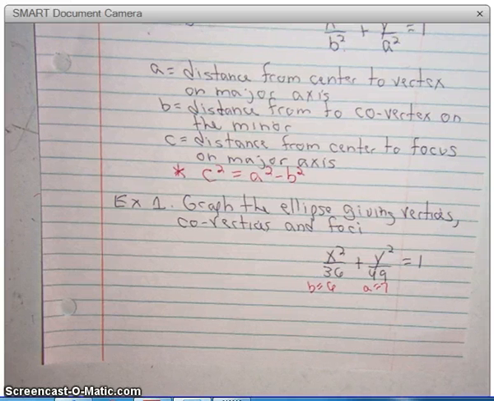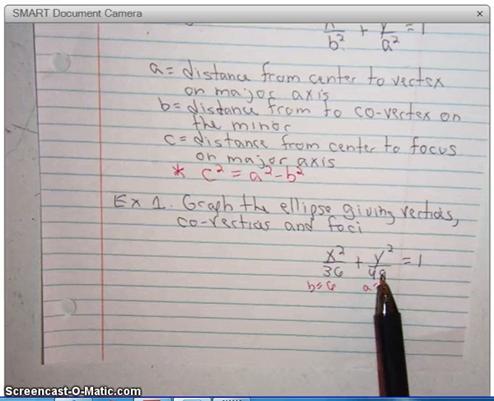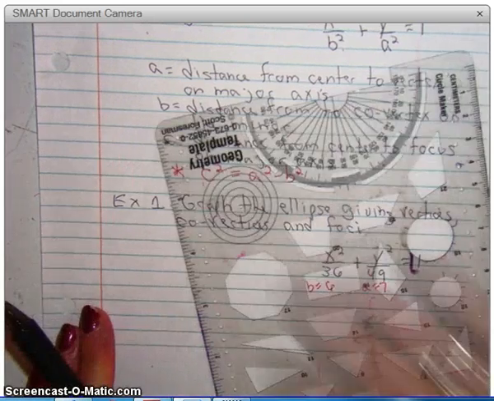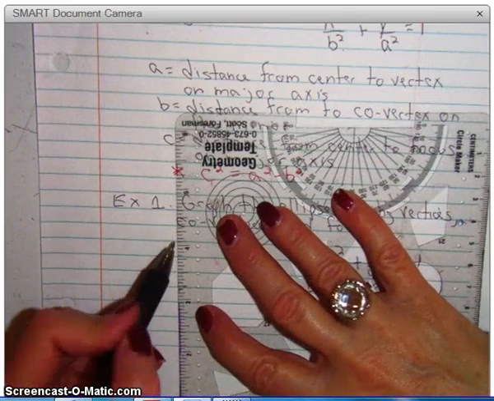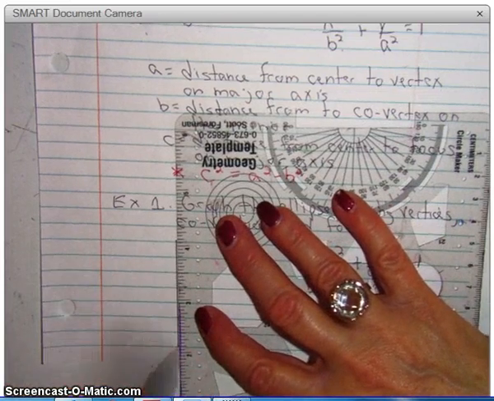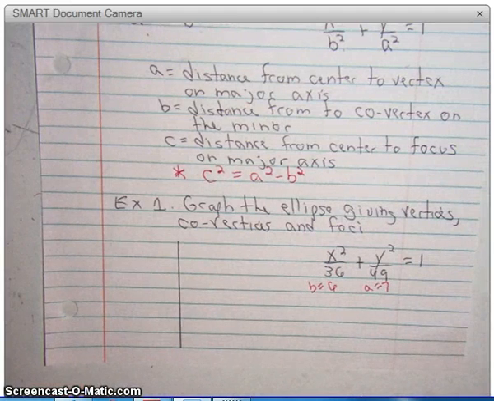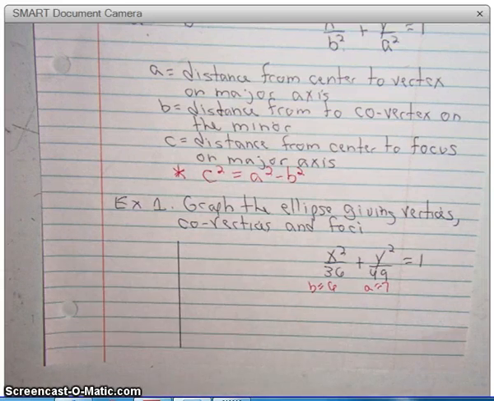You ready to do the graph then? Now, Y is the major axis because it's the bigger number. So make sure your Y axis is long enough. Okay? Whatever number is bigger is your A value, and that's your major axis. Okay? All right.